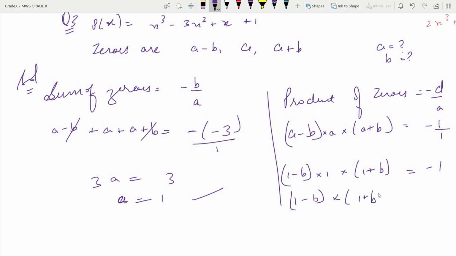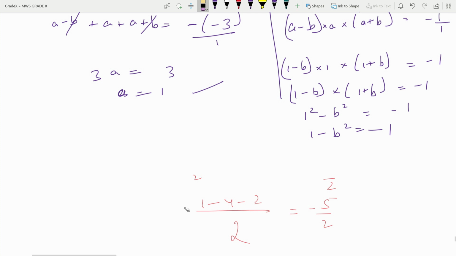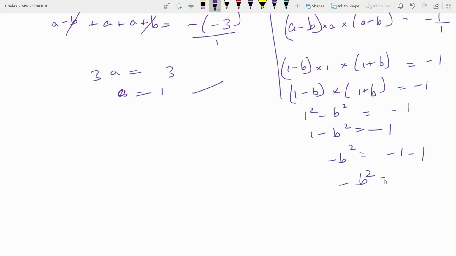into 1 plus b is equal to minus 1. Now 1 minus b, 1 plus b, a square minus b square, so it is 1 minus b square is equal to minus 1. Minus b square is equal to minus 1, this 1 also will go this side, minus b square is equal to minus 2. Now minus minus cancels out, so b square is equal to 2. Remove square, I have told you always plus minus sign will come. So the value of a is 1 and b is plus minus root 2.